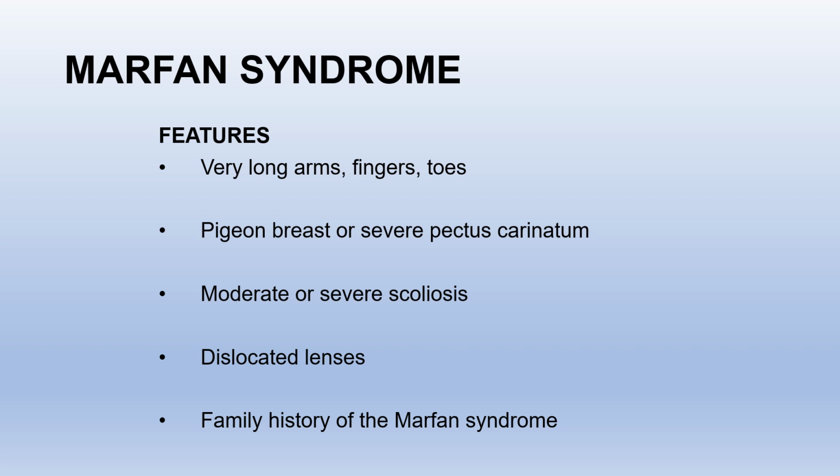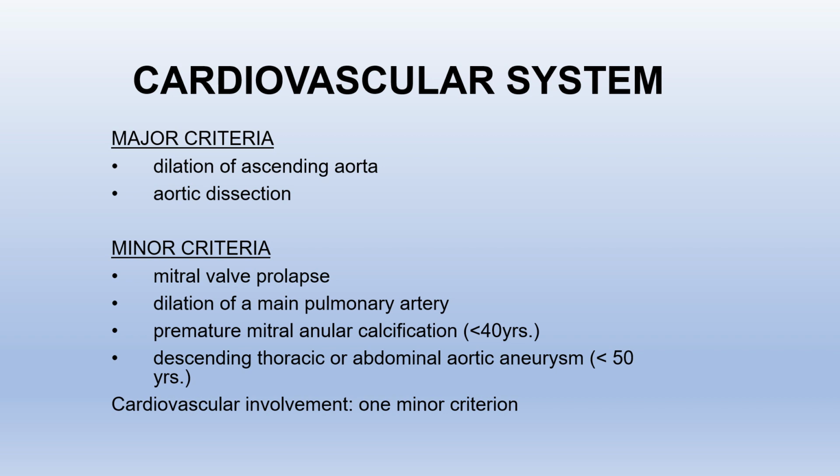Features include very long arms, fingers and toes, pigeon breast or severe pectus carinatum, moderate to severe scoliosis, dislocated lenses, and family history of Marfan syndrome. Cardiovascular system major criteria are dilatation of the ascending aorta and aortic dissection. Minor criteria are mitral valve prolapse, dilatation of the main pulmonary artery, premature mitral annular calcification under 40 years, descending thoracic or abdominal aortic aneurysm, and cardiovascular involvement with one minor criterion.